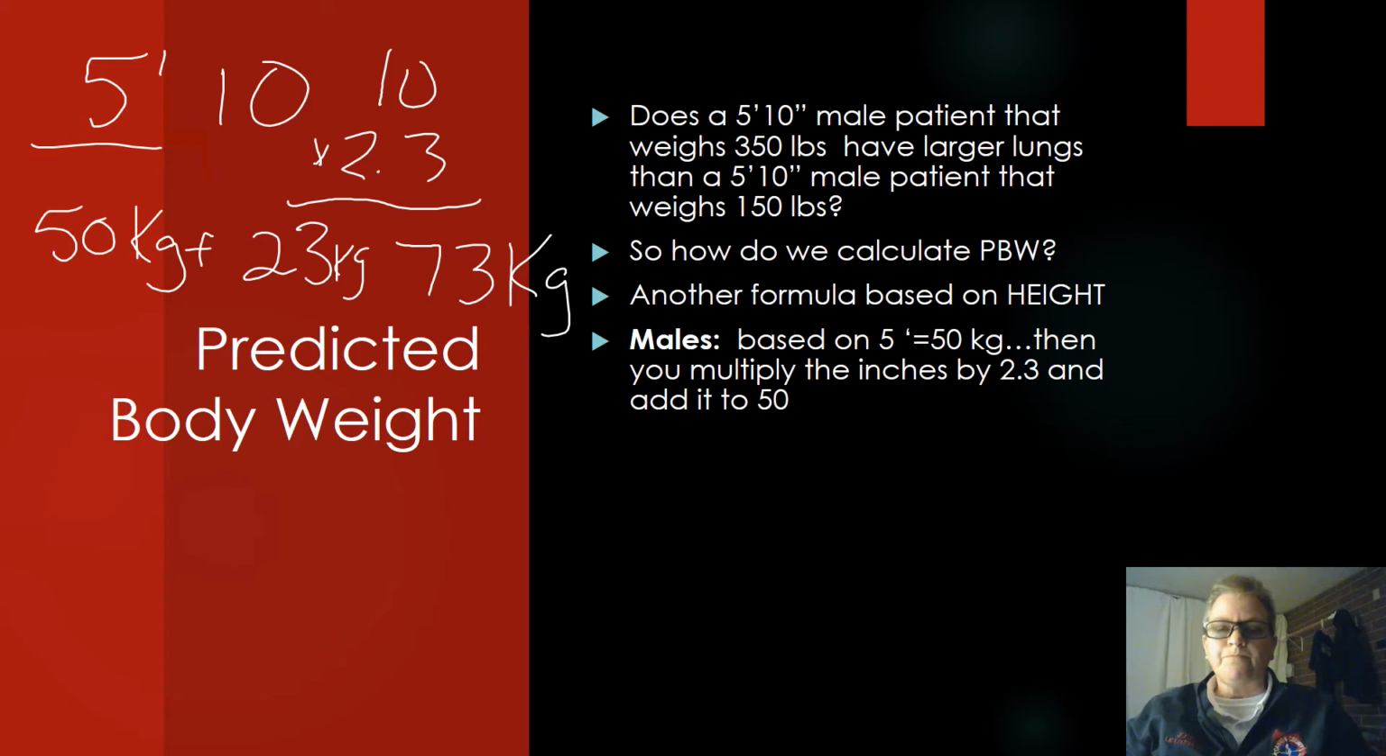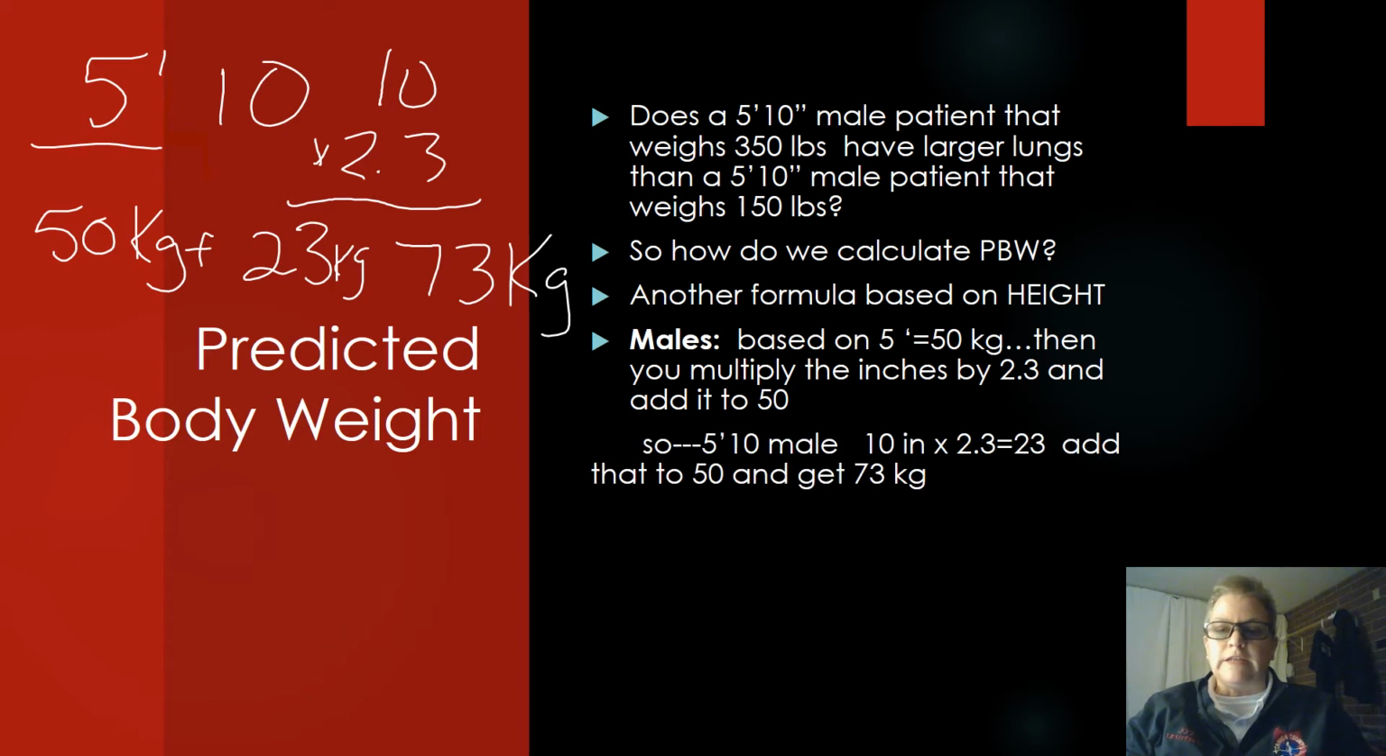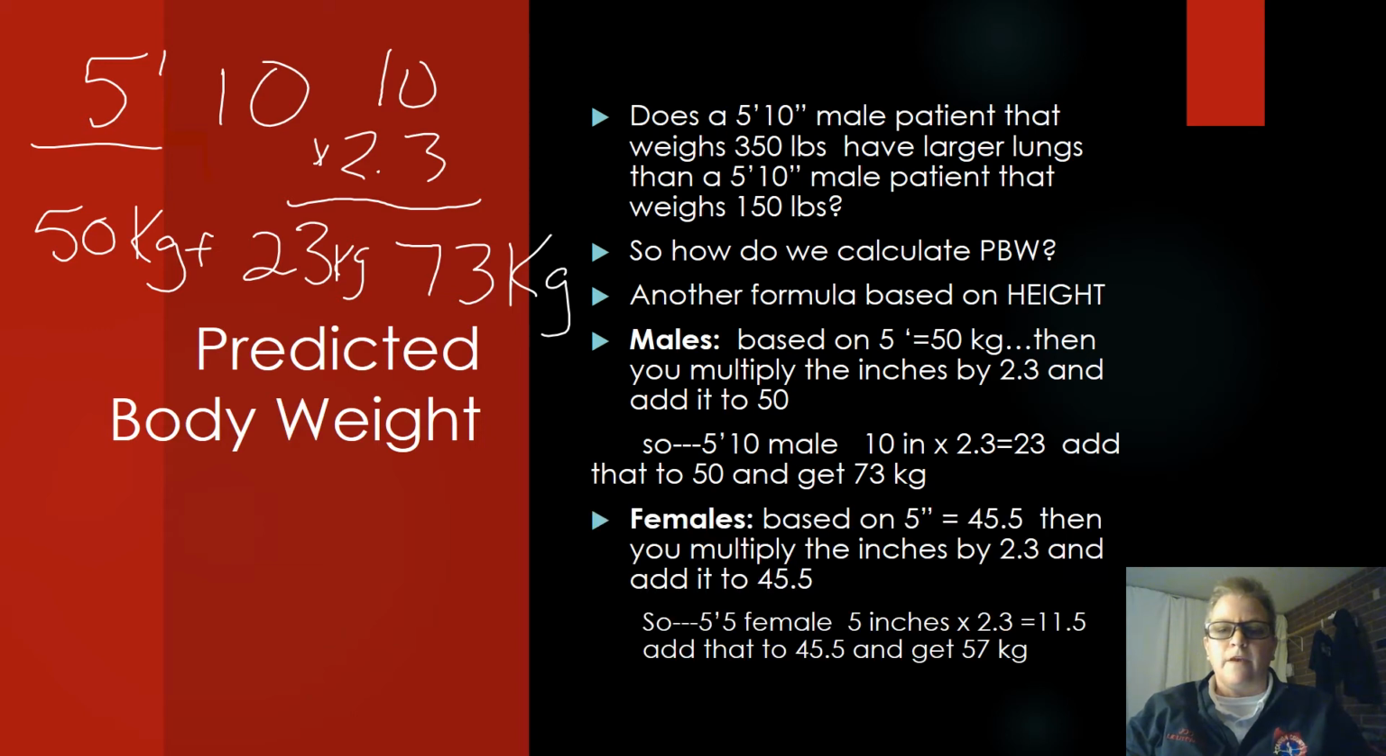Now, males are inherently larger than females, so females have a different little formula. So here's our 5'10" male: 10 inches times 2.3 is 23, add that to 50, and we get 73 kilos. For females, I just gave you the answer, but that's okay.